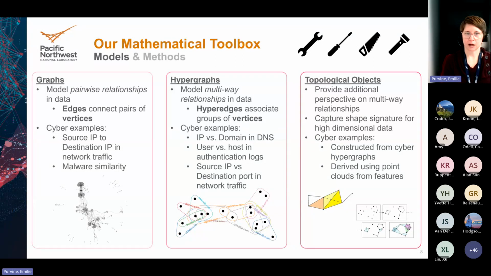And lastly, for my work, would be topological objects. I'm going to get into more detail a little bit later, but they provide an additional perspective on multi-way relationships. They capture some amount of shape signature for high-dimensional data. And in the cyber use case, we construct these from cyber hypergraphs, and we derive them from point clouds using some featurization. I'll get into details of that later.